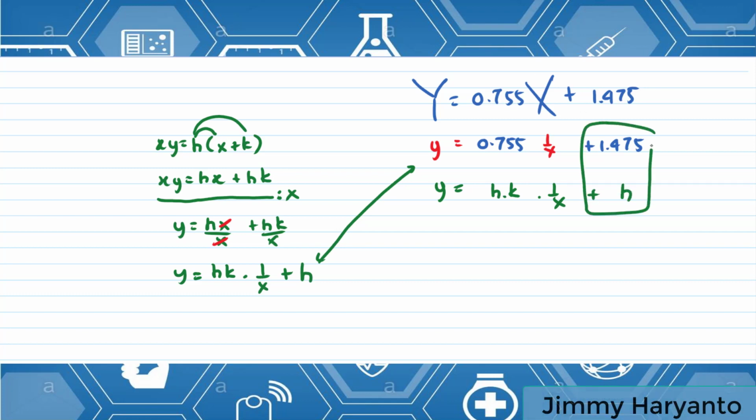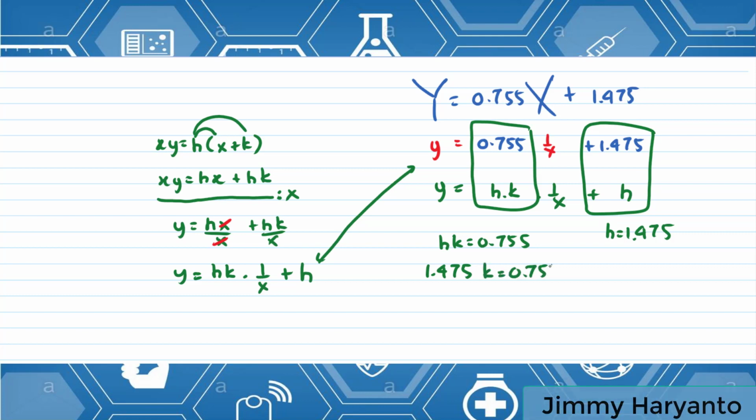The h is 1.475, and the hk should be equal to 0.755. If I put this h into the equation, it will be 1.475k equals 0.755. So k equals 0.512. Okay, this is for k and h.